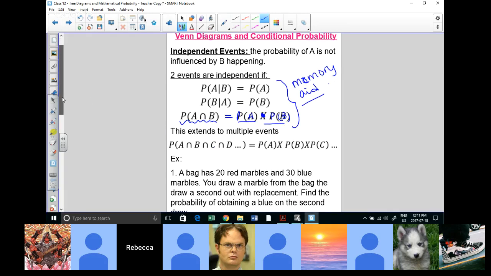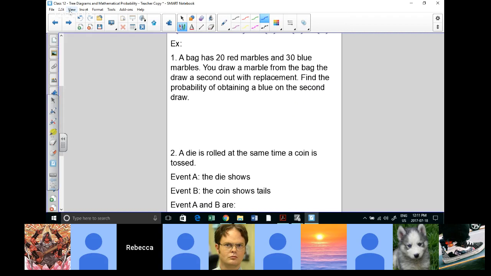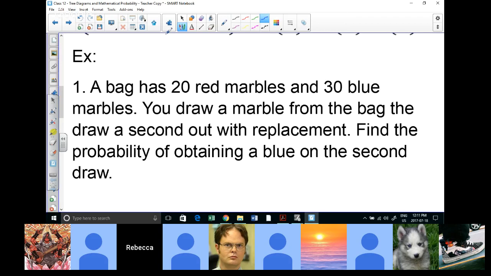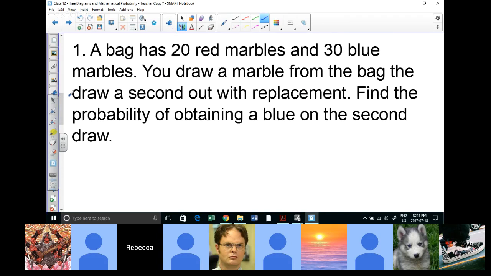We'll just take a look at number 1. A bag has 20 red marbles and 30 blue marbles. You draw a marble from the bag, then draw a second one with replacement. So I take a marble out, I look at it, it's red or blue, I put it back in the bag, and I pull out another marble. First and foremost, the probability of blue is 30 out of 50 marbles in my bag. So I have 20 red, 30 blue, that gives me a total of 50 marbles. The probability of red is 20 over 50.